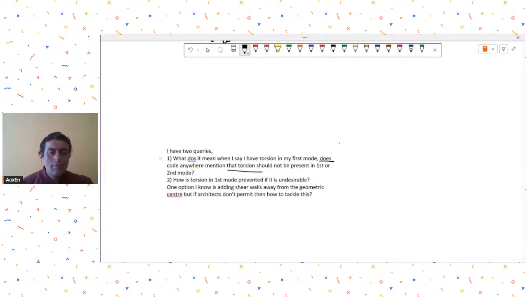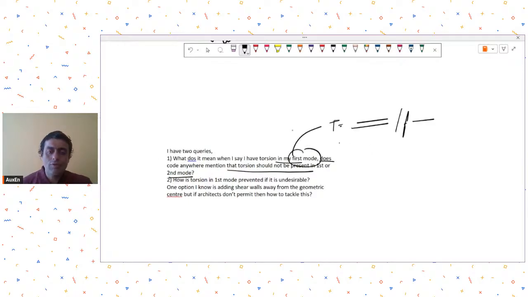Does code anywhere mention that torsion should not be present in the first or second mode? What do you mean when you say you have torsion in the first mode? That means the time period for the torsional mode is the largest, or the frequency is the smallest. That means the inherent tendency of the structure will be to have a torsional vibration when it is excited by an earthquake frequency.